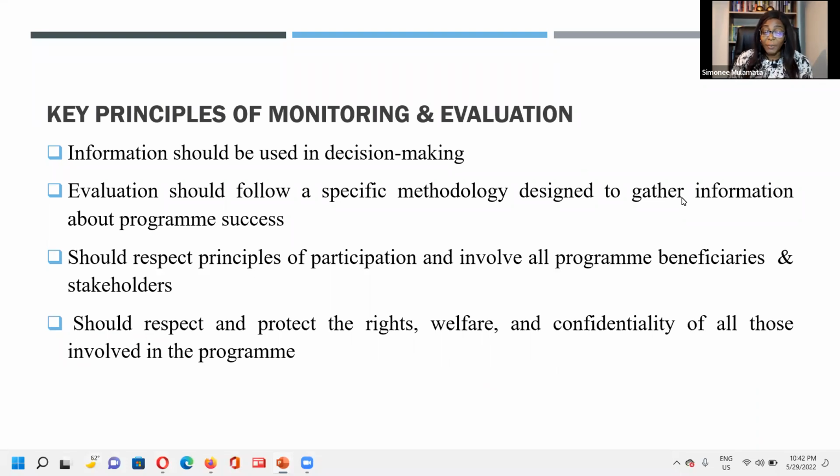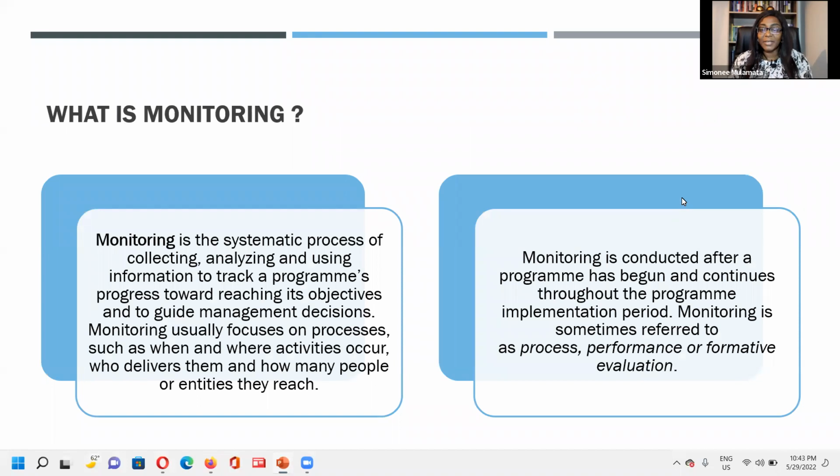And it should also respect and protect the rights, the welfare, and the confidentiality of all the entities involved in the program. What we are saying is there is an ethical code of conduct that also governs our monitoring and evaluation. Remember, we spoke of research, and that is where the ethical code of conduct becomes very valid. There are ethics involved. You protect their rights, you protect their willingness to participate, you protect their dignity and the confidentiality of information as appropriate.